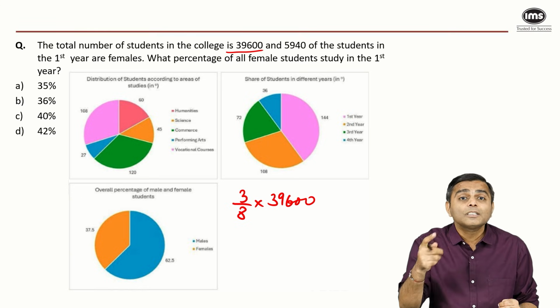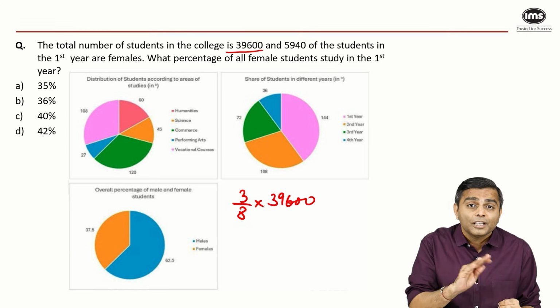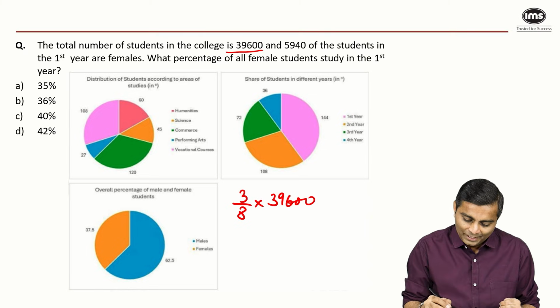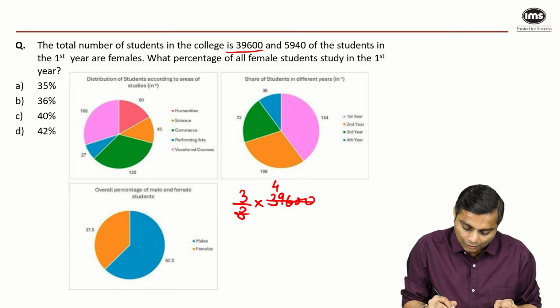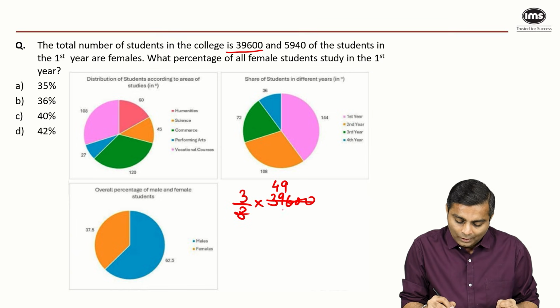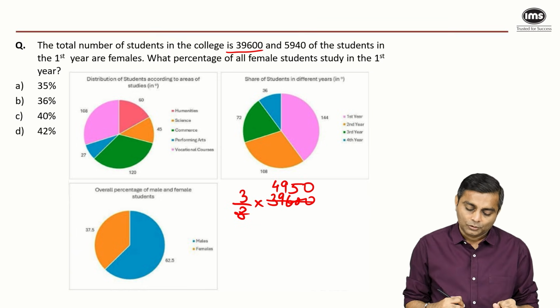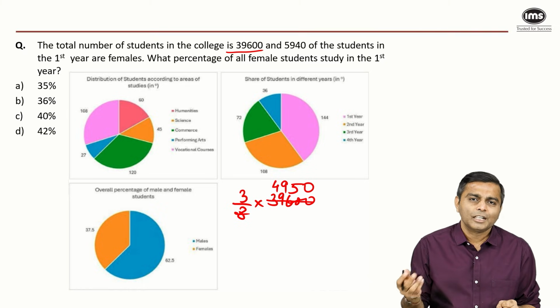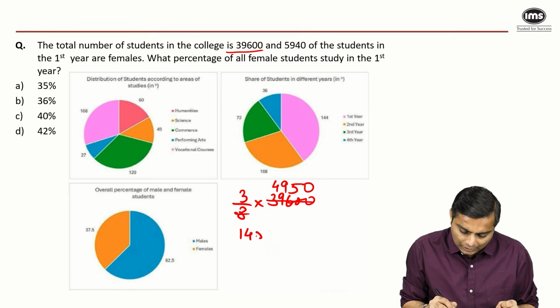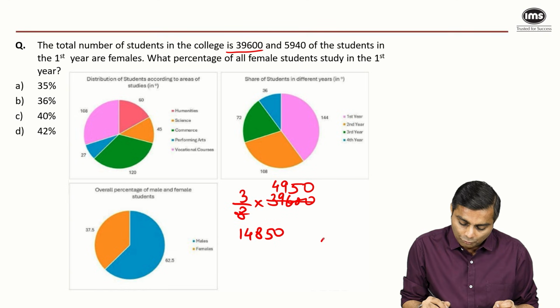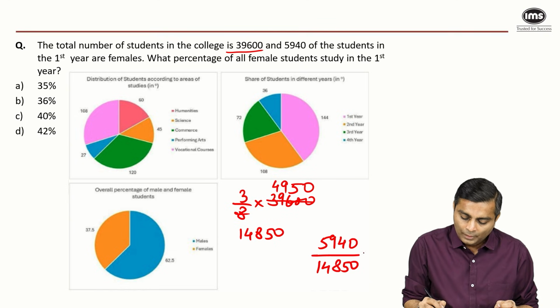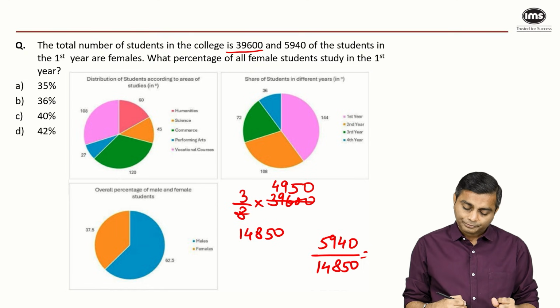Very important: in each question, new data is given. So there is nothing like carrying forward the data from the previous question. Again, the last 3 digits 600 are definitely divisible by 8. So this is 4,950. 3 into 4,950: 3 into 5,000 should be 15,000 and 50 less, so 14,850 is my answer for the total females. And 5,940 upon 14,850 is what we are trying to find as a percentage.